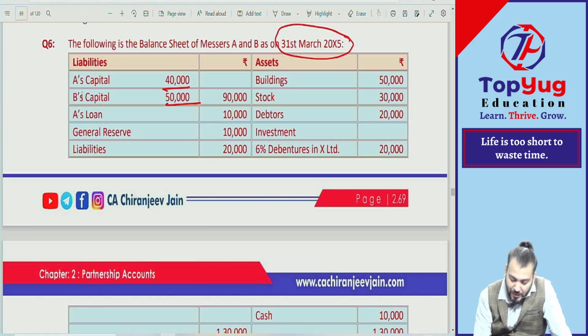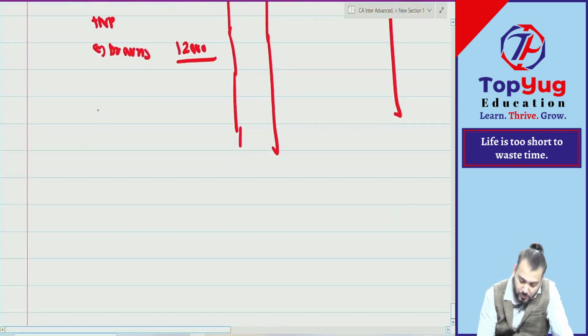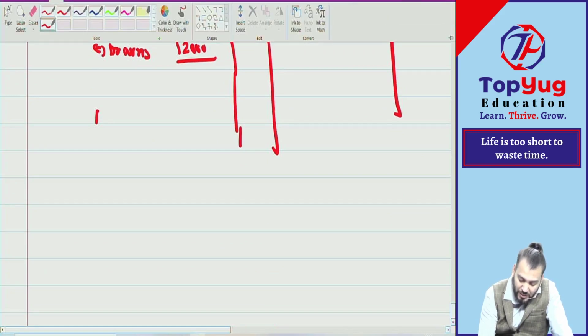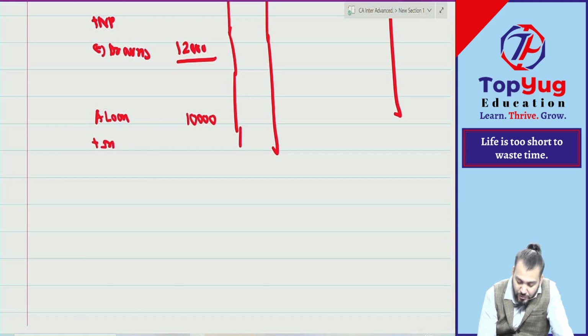Correct. Then capital will have done A's loan. Oh, there is a loan also. A's loan. Loan is also there now. So A's loan will also come. Write down A's loan. How much A's loan? 10,000. But can you see, we'll add what? Interest also at the rate of 6%. How much? 600. So it will become 10,600. Just leave it.